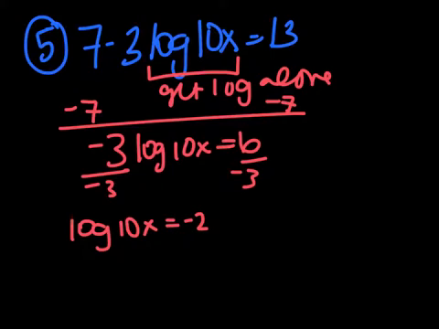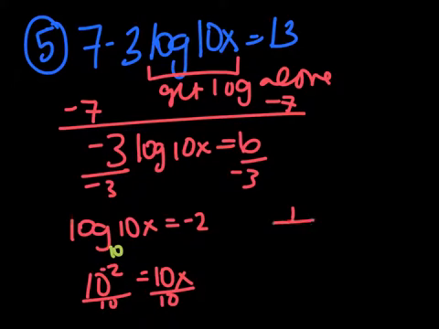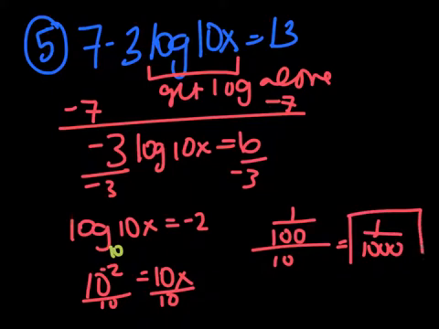Okay. Then remember, this is understood to be base 10. So you can do one of two things. I can either split up log of 10x, or I can just rearrange this. This would give me 10 to the negative 2 equals 10x. Okay, and so if I divide this side by 10, 10 to the negative 2 is 1 over 100 divided by 10. Is going to end up giving me 1 over 1,000.